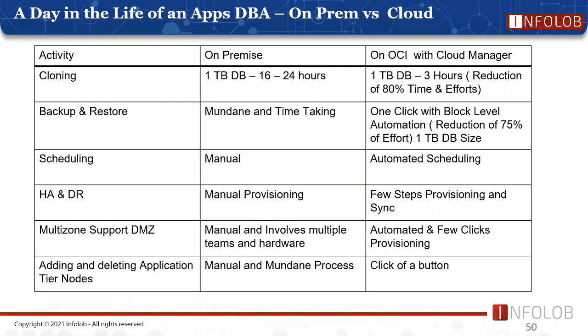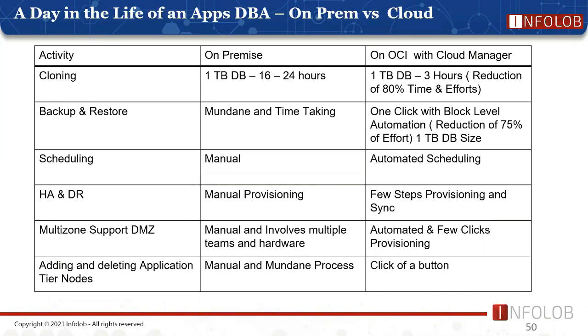And there are also some behind-the-scenes technologies that Oracle provides, block level copy, which helps speed up the entire process. Backup and recovery is mundane and time-consuming on-premise, and it's one click with block level automation. And then scheduling, we can automate it. HA and DR on-premise means you have to procure the hardware, wait for months, and then install, configure and patch it. Absolutely, on the cloud it's a matter of minutes or maximum hours.